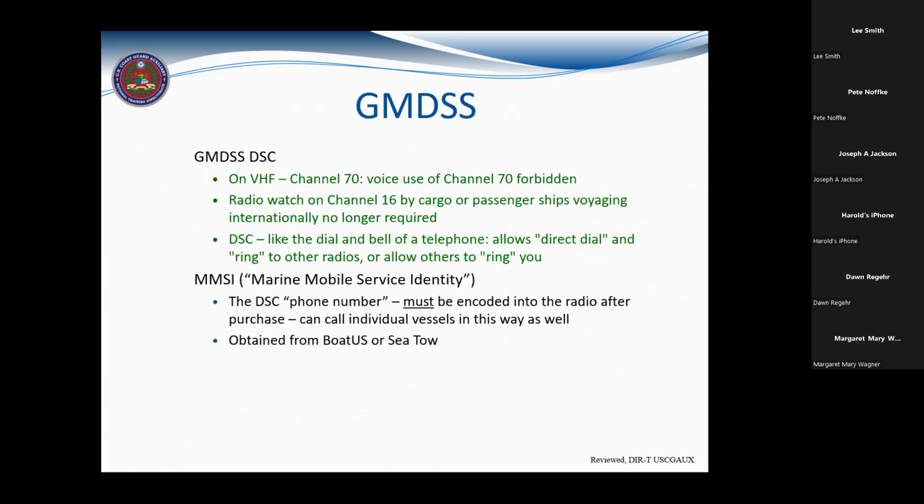There we go. Marine Mobile Service Identity. So it's like your radio phone number if people don't know how else to call you. You can get them if you aren't legally required to have them from Boat US or CTO. Last I knew, they were no expense, so that you could request them free.